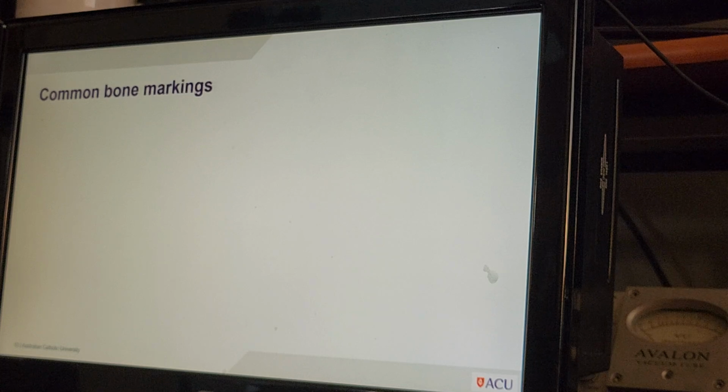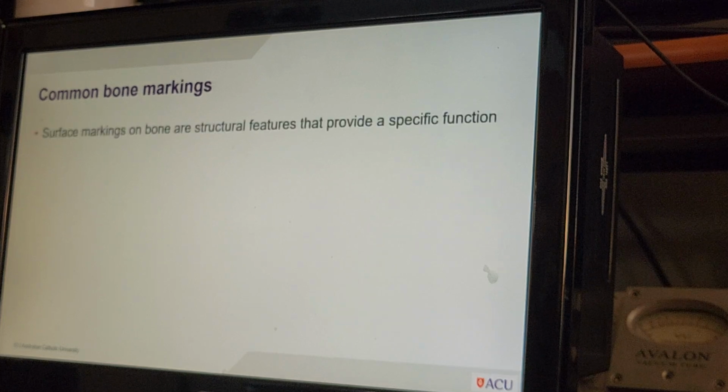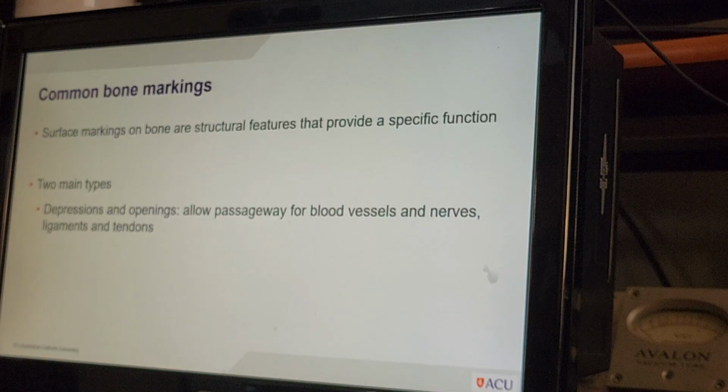So let's have a look then at what our common bone markings are. Bone markings are markings on the surface of the bone. They are part of the structure of the bone and they perform specific functions. There are two main types. We firstly have openings or depressions and grooves in the bone, and this is to allow blood vessels and nerves to pass through, but also to allow for the placement of ligaments and tendons so that they don't get compressed.